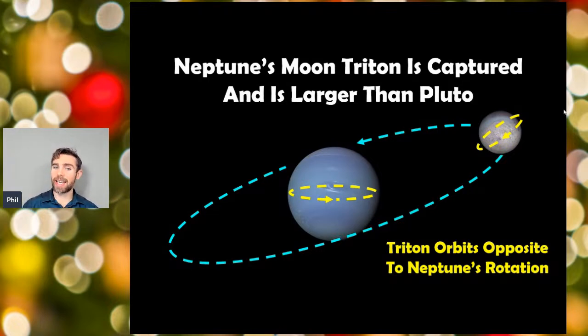Now, Triton is a captured moon. It's also larger than Pluto. It also has an atmosphere. So this is a fairly significant object that's been gravitationally captured by one of the gas giants. How do we know it's been captured? Well, again, it's orbiting the wrong way and it's very inclined.